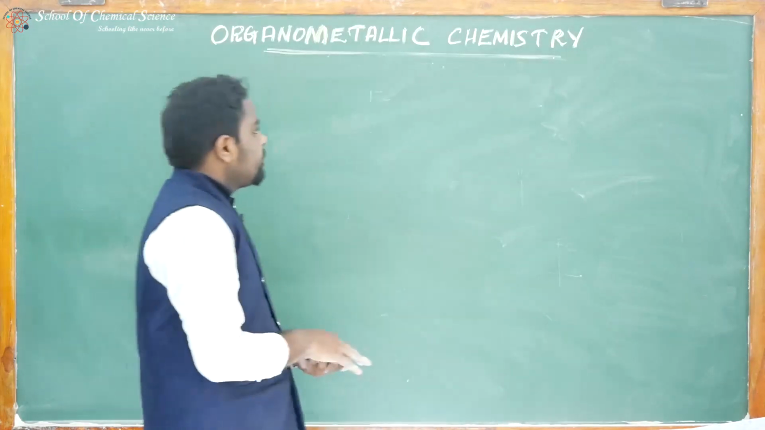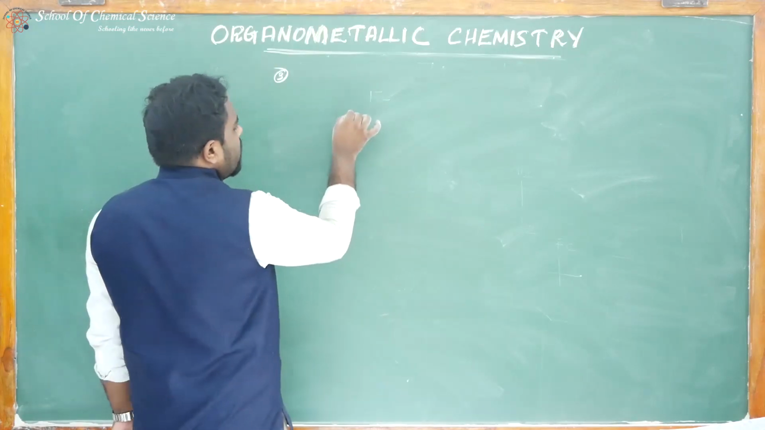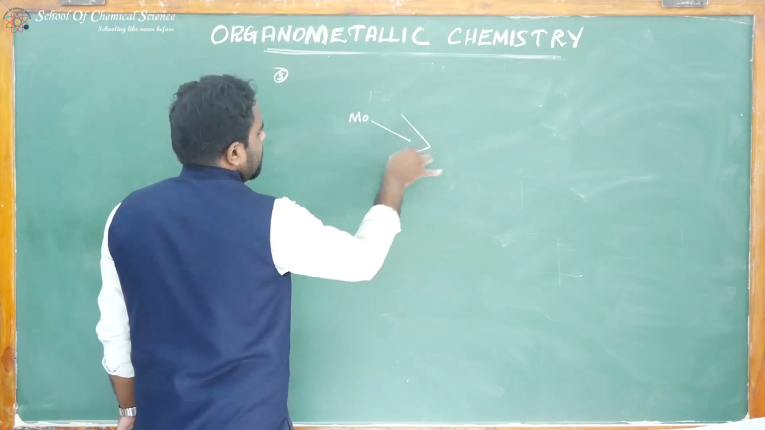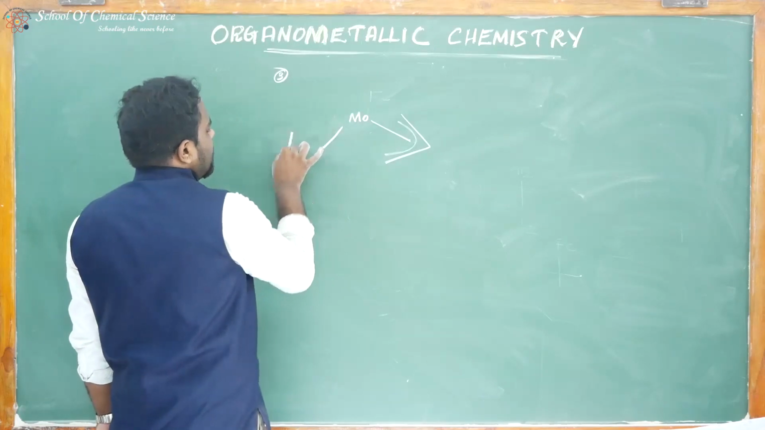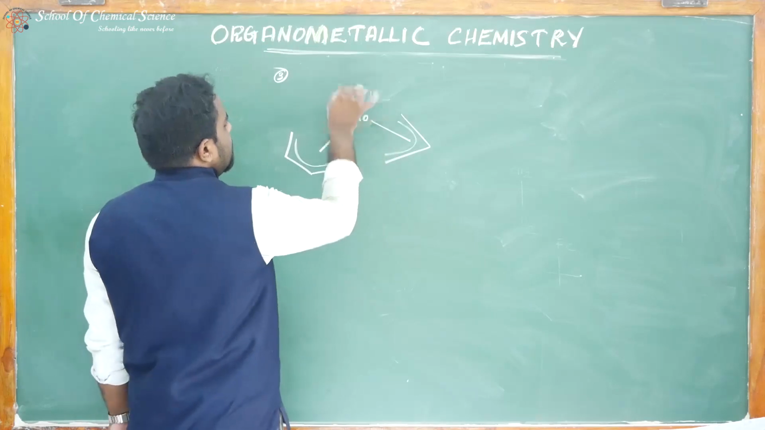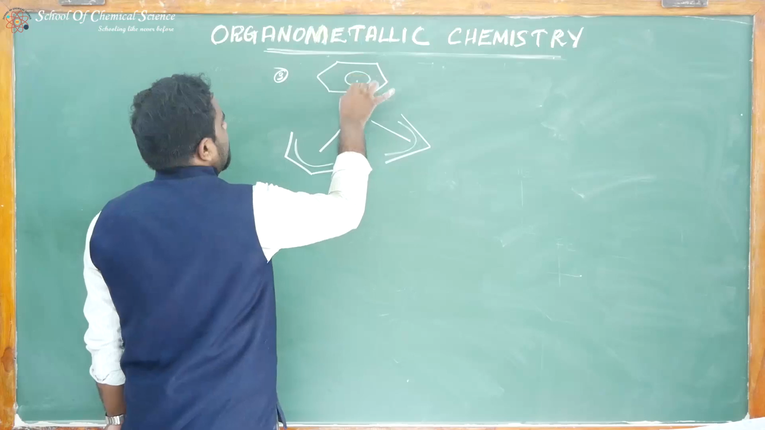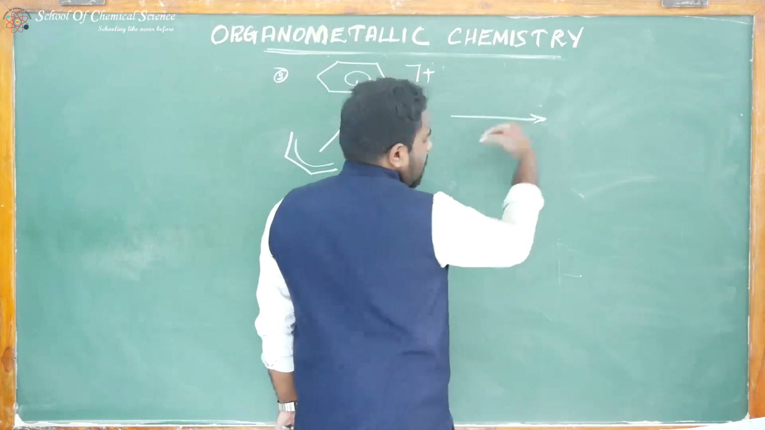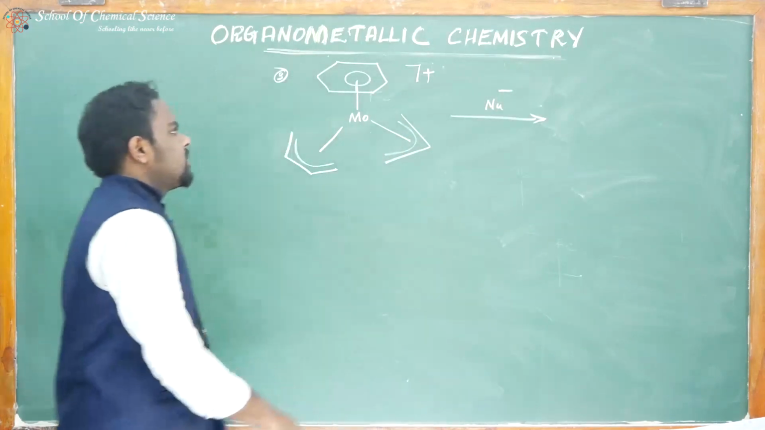Third question. Molybdenum, cyclopropyl anion, 1,3-butadiene and benzene. Overall charge is plus, on reaction with any nucleophile Nu minus.